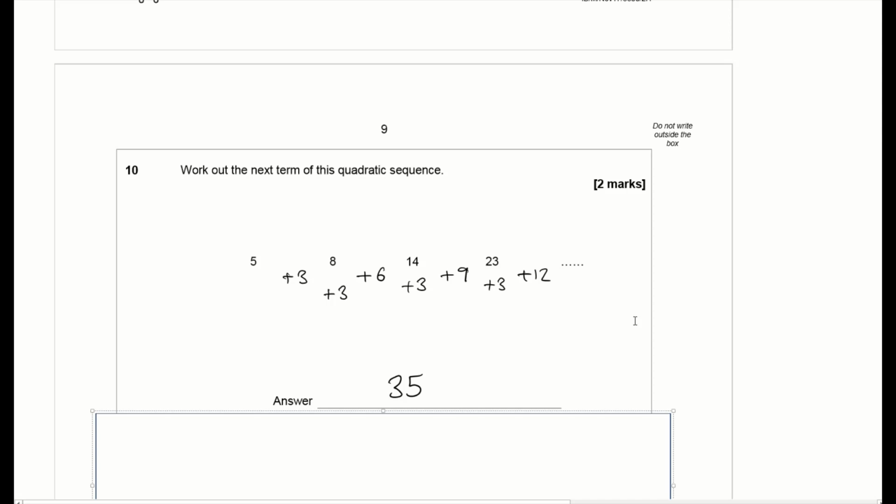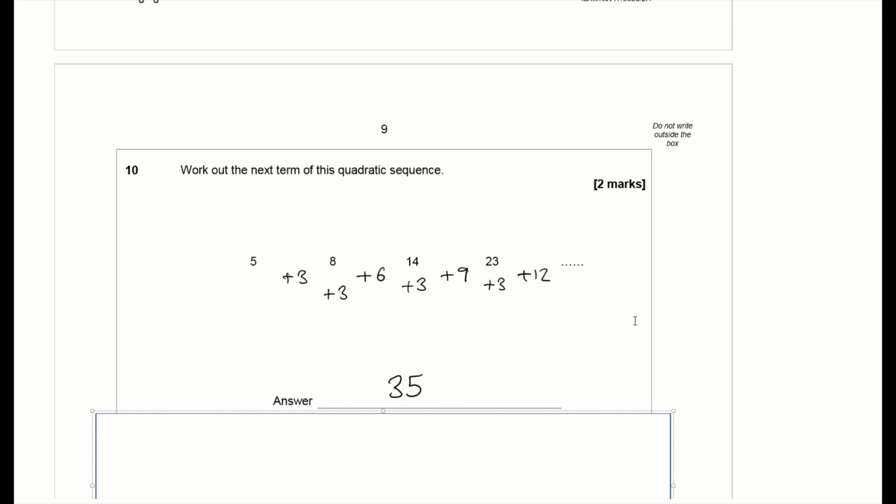For a higher paper, you are also expected to calculate the nth term of a quadratic sequence, but if it's not a question involving that particular problem, you need to be able to recognize them. So always look for the second difference. If the second difference is constant, then it is a quadratic sequence.